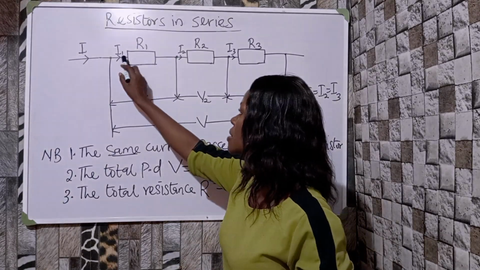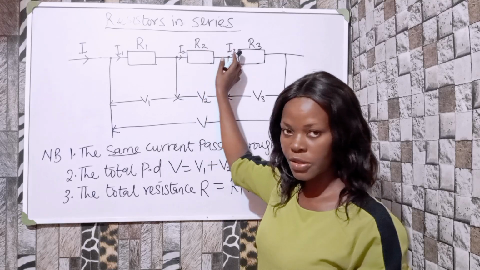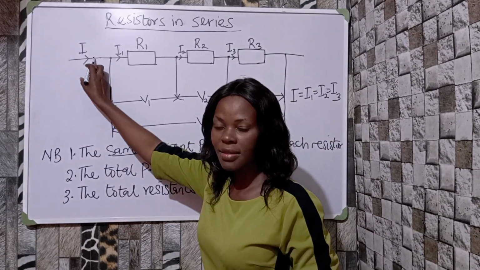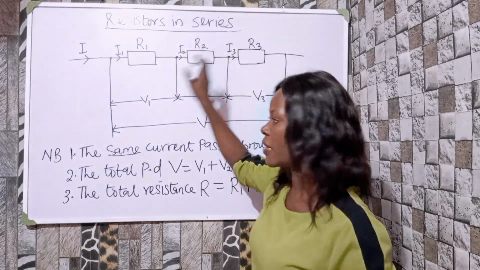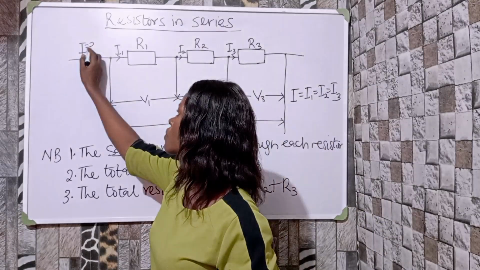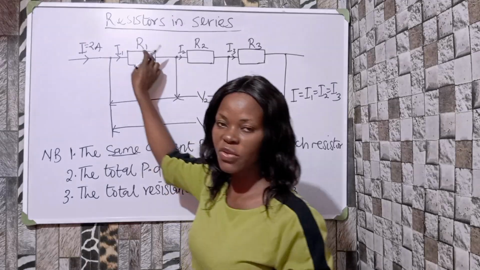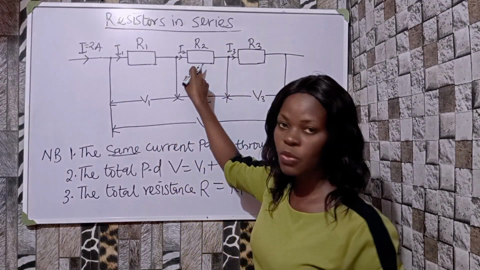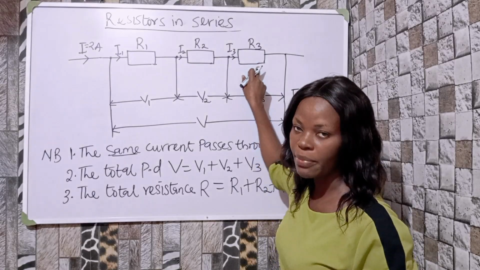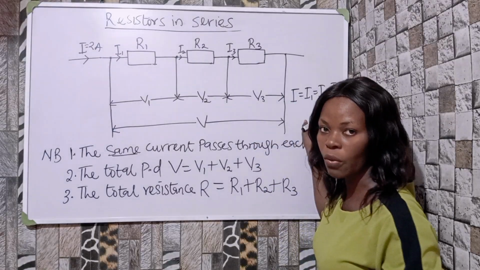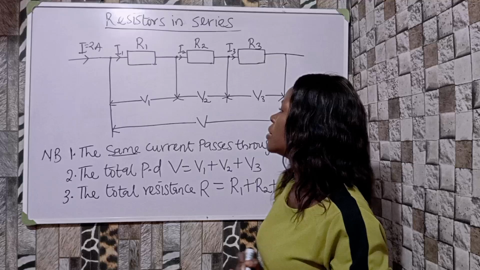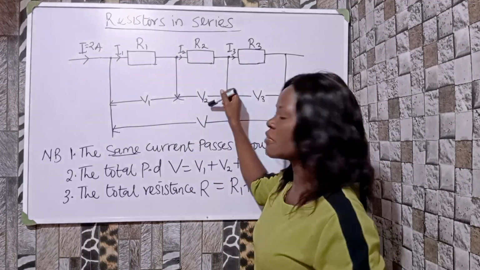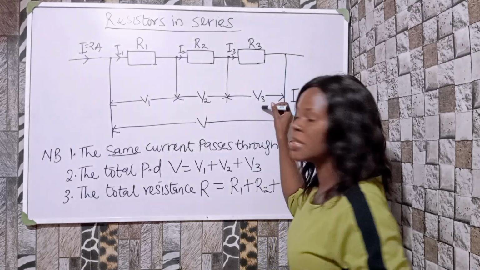Because the resistors are connected in series, the same current that enters into the circuit is the same that flows here. For example, if I have a current of 2 amperes that enters into this circuit, we're going to have I1 to be 2 amperes, I2 to be 2 amperes, I3 to be what? 2 amperes, because they are all equal. Now this first resistor has a PD V1, the second has a PD V2, and the third has a PD V3.